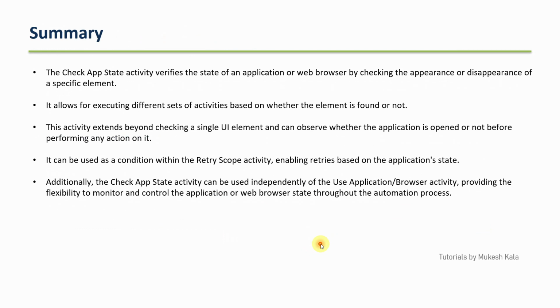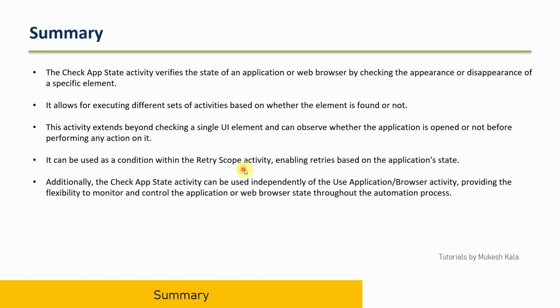Let's have a quick summary. The check app state activity verifies the state of an application or a web browser by checking its appearance or disappearance, right? It allows you to execute a different set of activities whether the element is found or not found. This is the same concept. You can check the notepad or an individual element as well. We have already discussed that it works for a single UI element or the complete application.